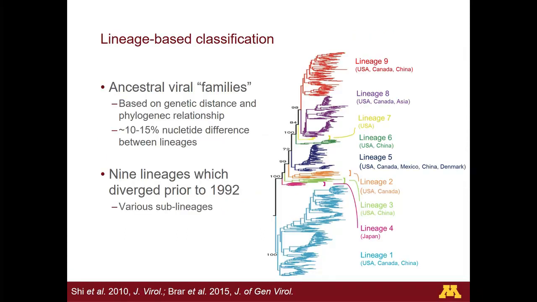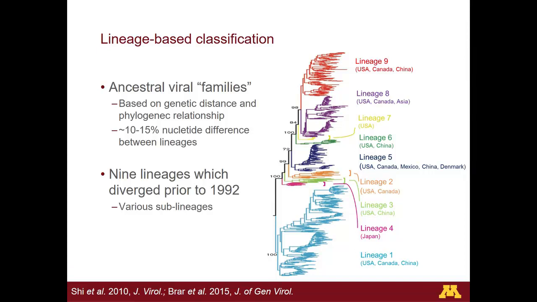So how does it work? It classifies PRRS type 2, the North American PRRS, into 9 different lineages. This is just one tree that describes this. Those 9 different lineages are considered quote-unquote ancestral viral families. It is based broadly on genetic distance and phylogenetic relationship. So instead of being based on specific positions in which specific enzymes cut a particular portion of the virus, it's a form of classifying almost the genetic tree that you construct from the virus.